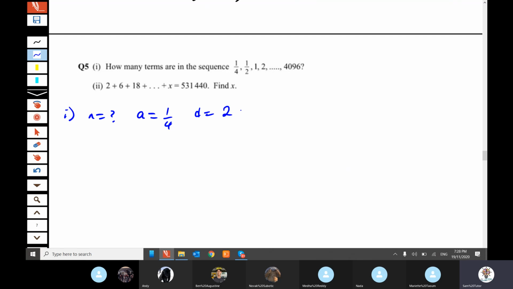If that was hard to identify, don't forget, just do a half divided by a quarter. Do 1 divided by a half. Do 2 divided by 1. Do whatever divided by whatever. It should work out. How many terms?